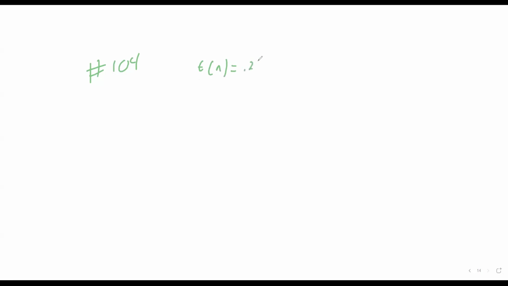So it's going to be 0.241 plus 1.074 natural log of X. Or I guess in this case, n. Right? And then there's your equation, and that's all you would have to do.